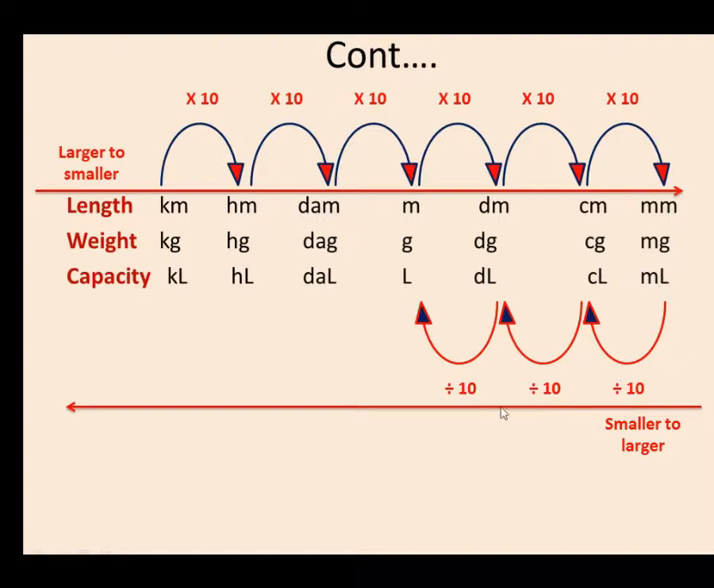Suppose we are moving from milliliter to liter. So we are moving 3 steps, so we will divide by 1000, that is 3 times 10. And accordingly, as per the number of steps we are moving, we divide. Okay. So this chart makes it clear how you can convert a larger unit to a smaller unit and a smaller unit to a larger unit. Okay.